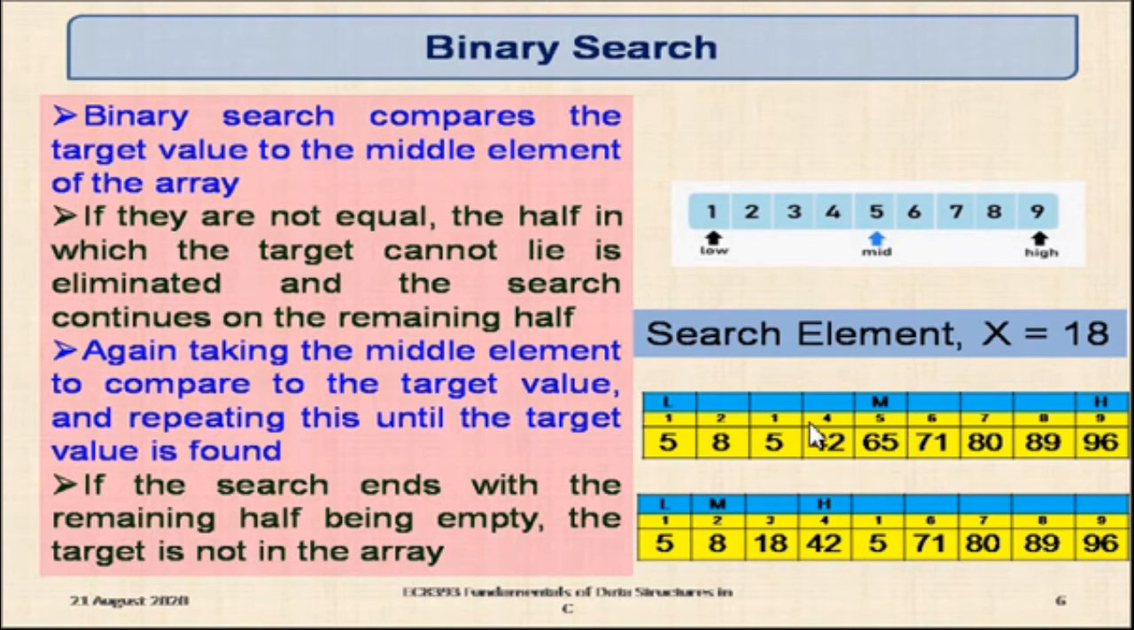Okay, middle means the formula is (low plus high) by 2. L plus H by 2. That is location 1 plus 9 by 2. 1 plus 9, 10, 10 by 2, 5. So middle is 5. So what will happen?